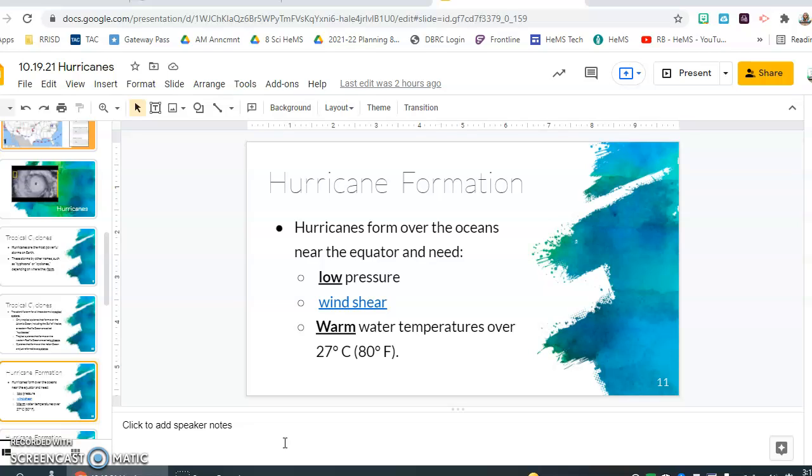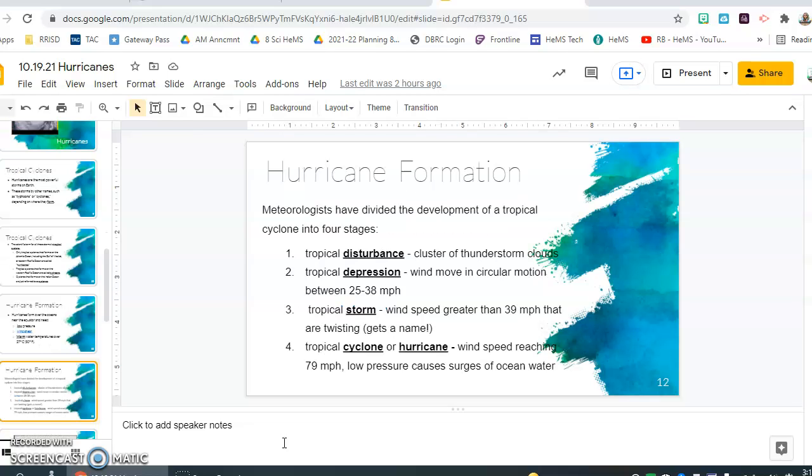Hurricanes form over the oceans and near the equator. They need a low pressure system, wind shear, which is very vigorous winds, and warm water with temperatures over 80 degrees Fahrenheit or 27 degrees Celsius. Meteorologists divide them into 4 stages: a tropical disturbance, a tropical depression, a tropical storm, and lastly a tropical hurricane or cyclone. Each one of these is defined here in the slide, and you can pause this video at any time as you click and drag and drop on your digital notebook.